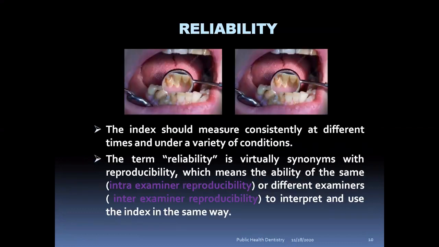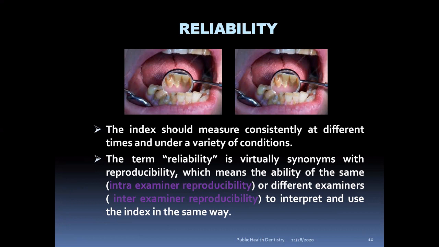Moving further onto the reliability. Reliability is nothing but the reproducibility of your findings while taking the indices. The index should measure consistently at different times and under a variety of conditions. The term reliability is virtually synonymous with reproducibility, as I told you, which means the ability of the same examiner, intra-examiner reproducibility, and different examiners, inter-examiner reproducibility.